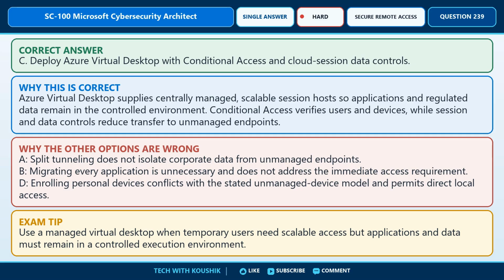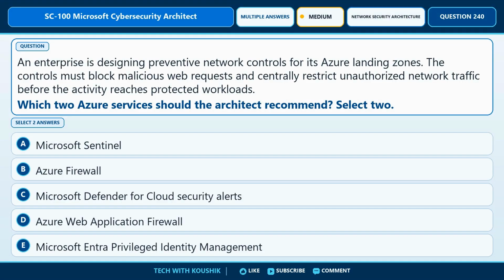A: split tunneling does not isolate corporate data from unmanaged endpoints. B: migrating every application is unnecessary and does not address the immediate access requirement. D: enrolling personal devices conflicts with the stated unmanaged device model and permits direct local access. Exam tip: use a managed virtual desktop when temporary users need scalable access, but applications and data must remain in a controlled execution environment. Question number 240.